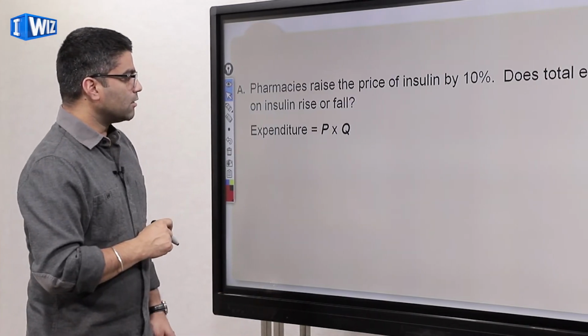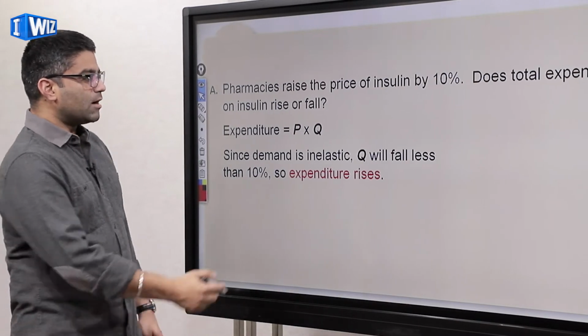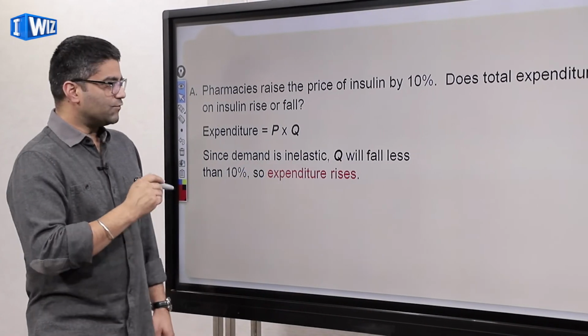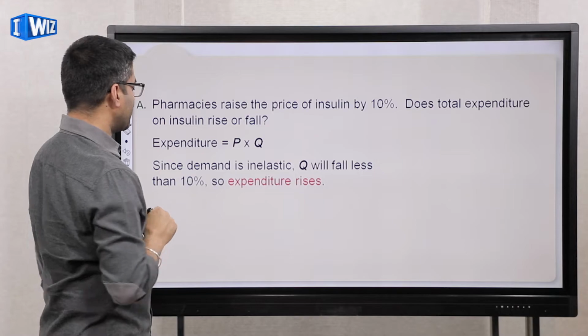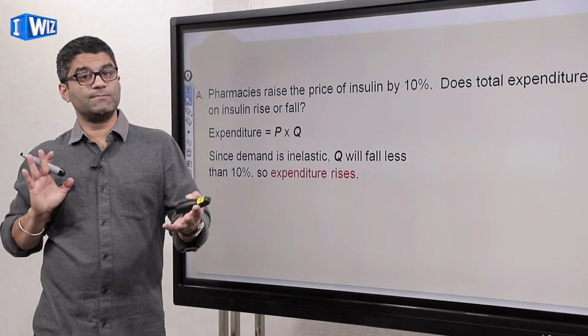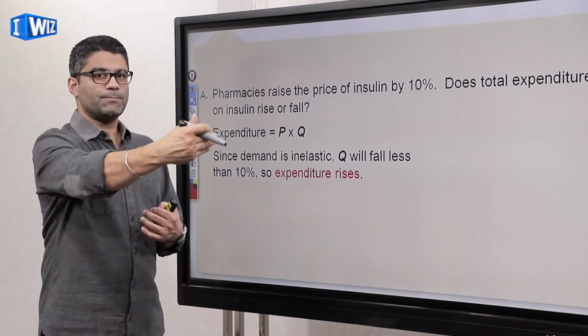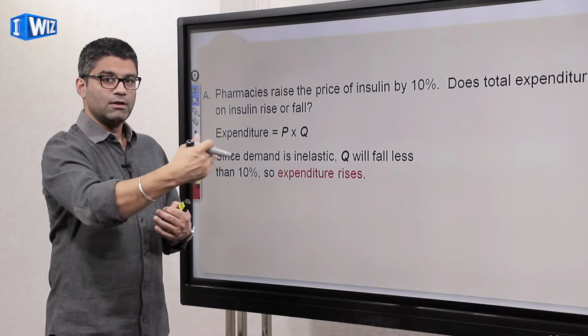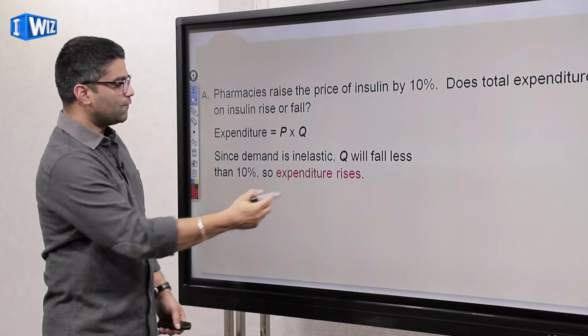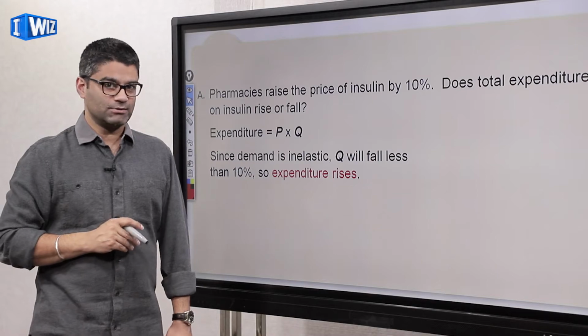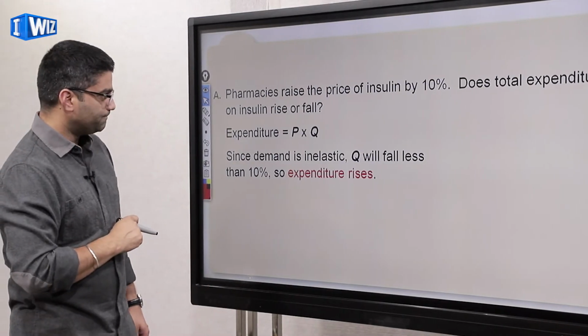So since the demand curve is inelastic, if you increase price by 10%, the quantity is not going to change by a whole lot. So an increase in price is proportionally larger than a decrease in quantity. And therefore, your revenue or total spending that consumers do is going to go up.